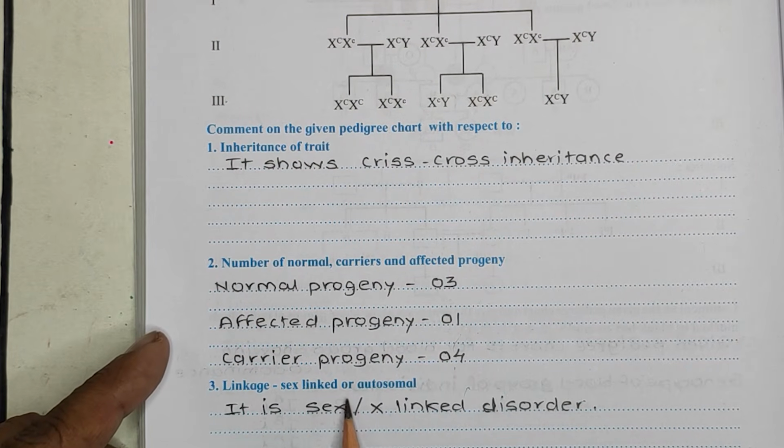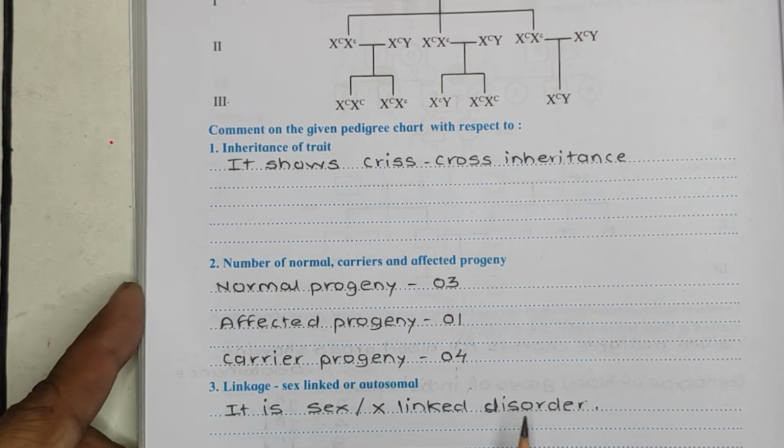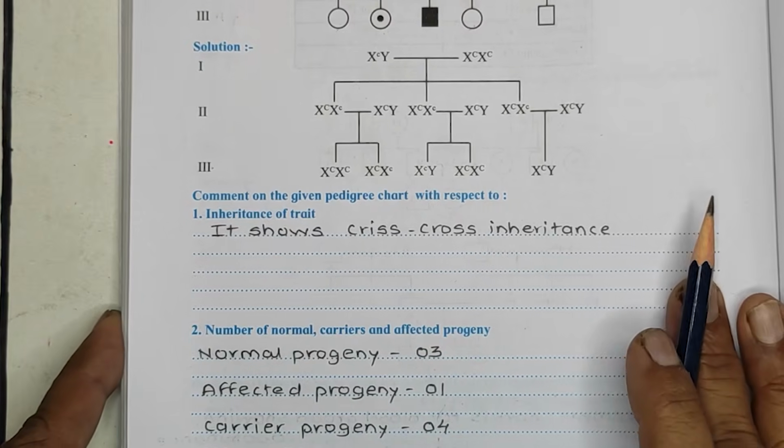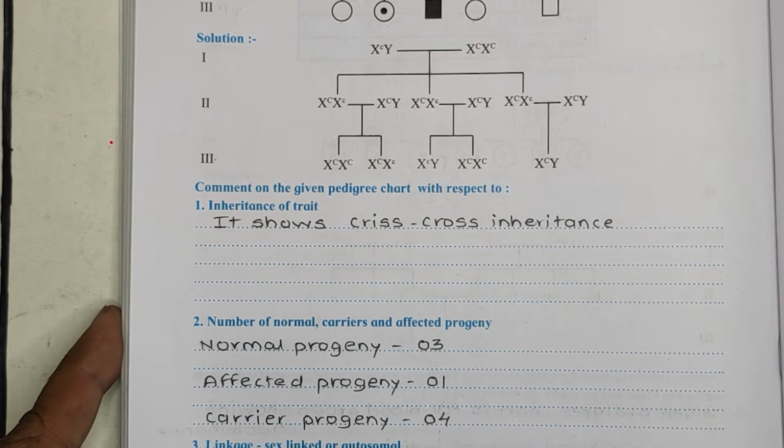About the linkage, sex linked or autosomal. Okay, so of course it is a sex linked inheritance. It is related to what? Related to the X chromosome. Okay, so that's why it is a sex linked inheritance.